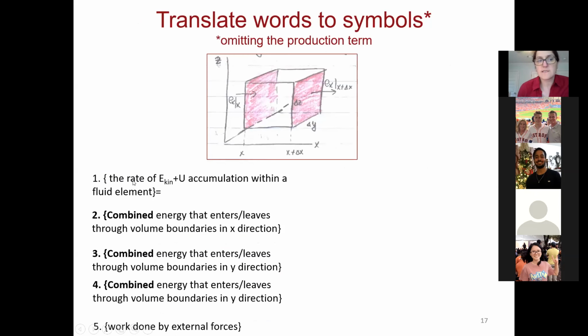So if I'm looking at the rate of kinetic energy plus internal energy accumulation within a fluid element, okay? How would I express that mathematically? Can you take a moment to think about it? Take maybe a piece of paper and try to write it down. This is not for a test or anything, just try to test yourself. How would you mathematically write down the rate of kinetic energy plus internal energy accumulation within a fluid element?